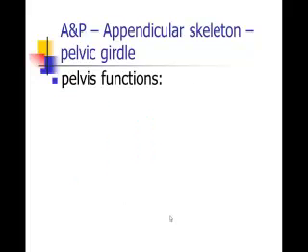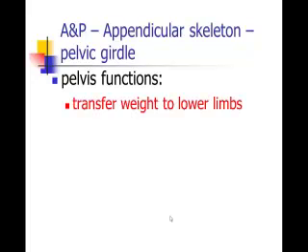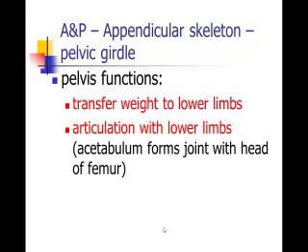Okay, the functions. It's going to transfer weight to the lower limbs. That's pretty important. And if you remember, we talked about the positioning of the lumbar curve so that it's directly over the lower limbs. It's going to articulate with the lower limbs. The acetabulum forms a ball and socket joint with the head of the femur, and the acetabulum actually incorporates all three bones.